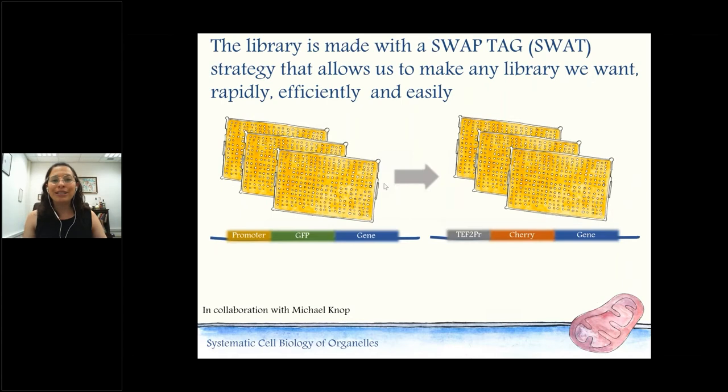The cool thing about this library is that it is made with a technology that is called swap and tag, or SWAT. And this was done in collaboration with Michael Knop. And this strategy allows us to make basically every library that we want in a rapid, efficient, and easy way. So here, for example, we can create a library where we have every single protein tagged with cherry, and it is expressed under the TEF promoter. So this is a constitutive strong promoter. And basically now we have this collection of yeast where every single gene is both tagged with cherry and overexpressed.